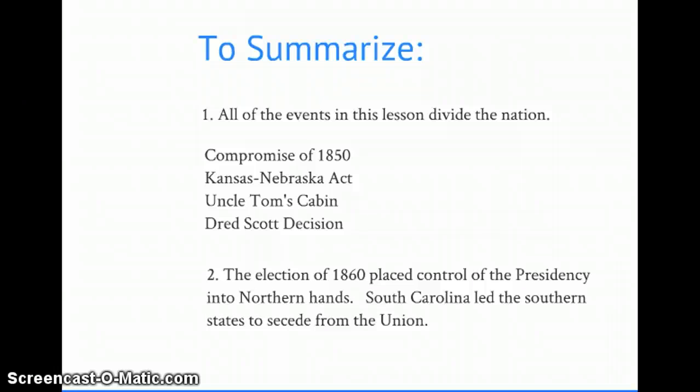Number two, the election of 1860 placed control of the presidency into Northern hands. At least that's how Southerners felt about Abraham Lincoln winning that election. And South Carolina is going to lead in seceding from the Union. And when Lincoln is sworn in in March, 7 Southern states had already seceded from the Union. That number will become 11, and they're going to form the Confederacy, the Confederate States of America, and the nation will be plunged into civil war.